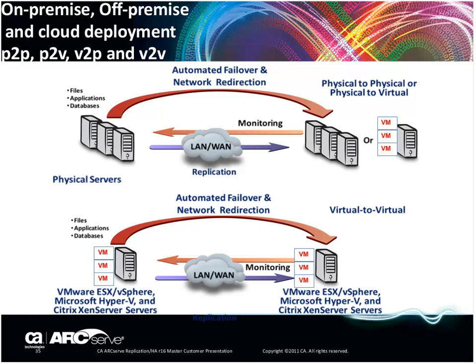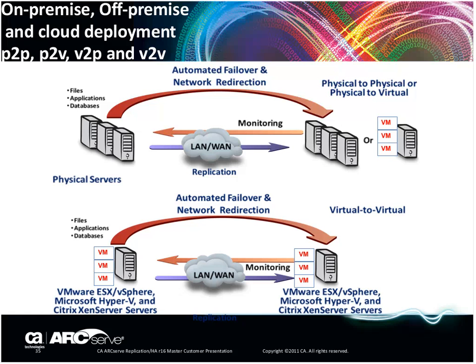When we look at on-premise and off-premise, cloud as well as virtual protection, ArcServe replication and high availability in combination with backup can do your physical to physical, physical to virtual, and virtual to virtual type protection. Here we're showing the ability of ArcServe high availability and replication to actually protect physical servers, with automatic failover across the network, across a LAN or WAN. You're replicating data, and you can see on the right-hand side, it's either physical to physical or physical to virtual.